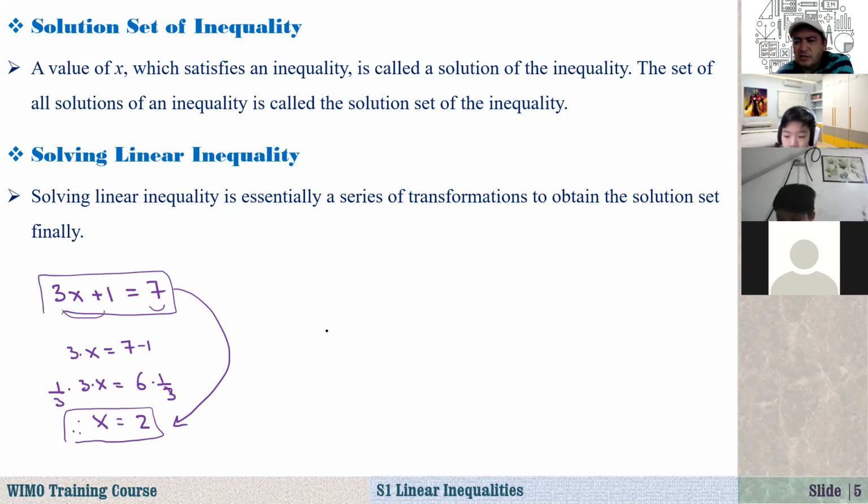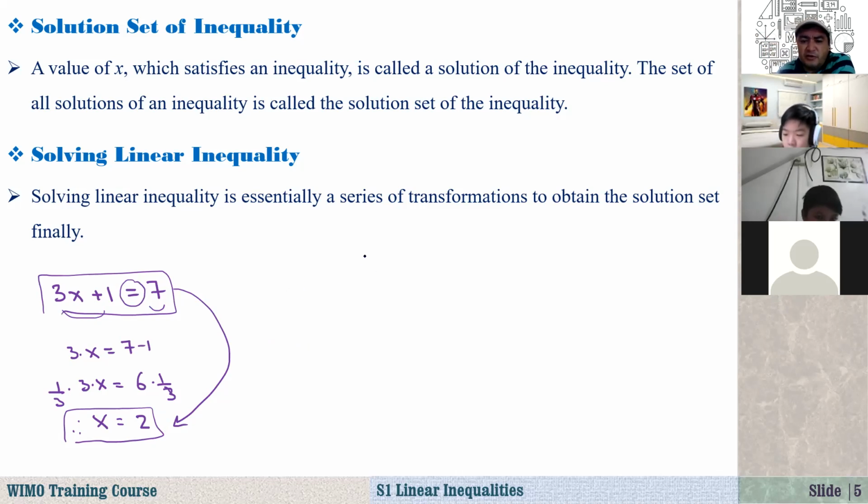Solving inequality is also very similar, but instead of the equal sign, now we have an inequality sign, and using those properties, we have to transform the given inequality into this simpler form. Okay, so a value of x which satisfies an inequality is called a solution of the inequality. Then we are talking about one solution. And the set of all solutions of an inequality is called the solution set of the inequality, because usually an inequality has a lot of solutions, and that's why we call it the solution set of the inequality.